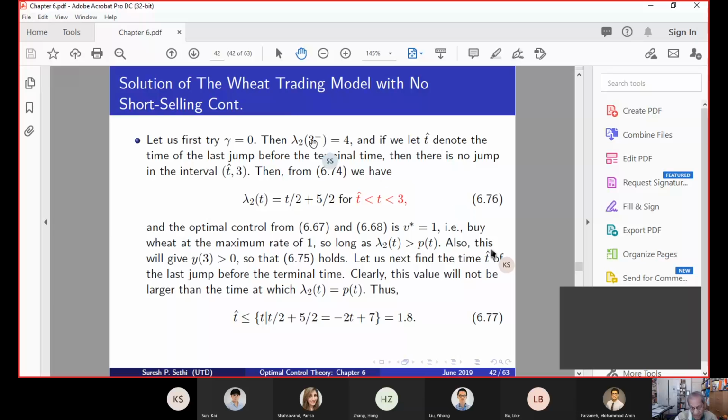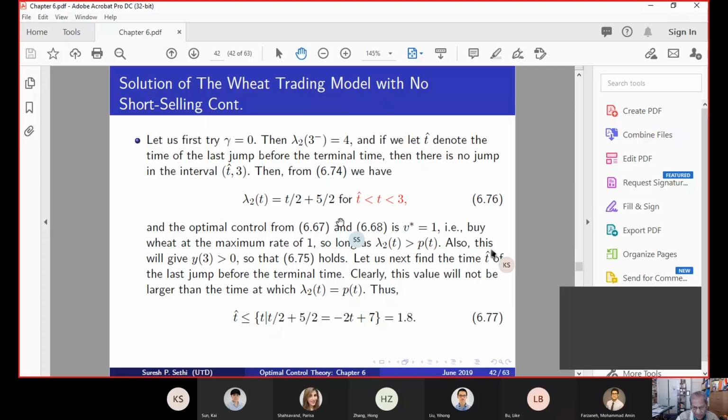You can see at 3, this becomes 3 by 2 plus 5 by 2, which is exactly 4. 3 plus 5 is 8, divided by 2, which is 4. So this is from t hat to 3. But we don't know t hat yet. So we have two arguments here. One is that the optimal control from 6.67 and 6.68 is v star equal to 1, that is, v at the maximum rate of 1.